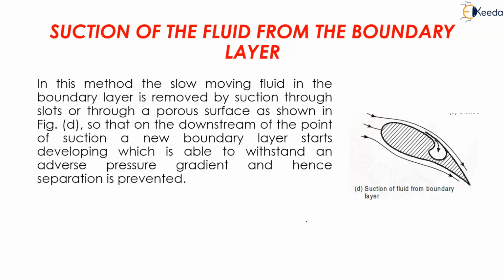Next is suction of the fluid from the boundary layer. In this method, the slow moving fluid in the boundary layer is removed by suction through slots or through the porous surface as shown in figure D, so that downstream of the point of suction a new boundary layer starts developing, which is able to withstand an adverse pressure gradient, and hence the separation is prevented.